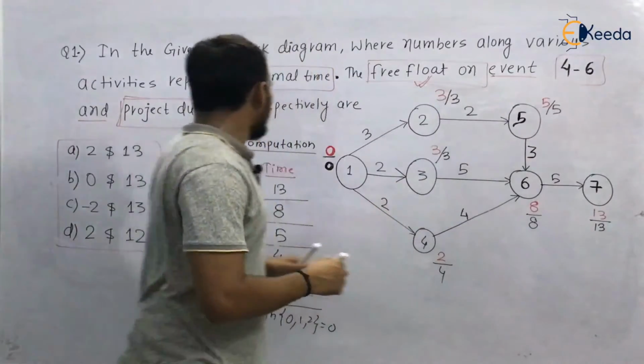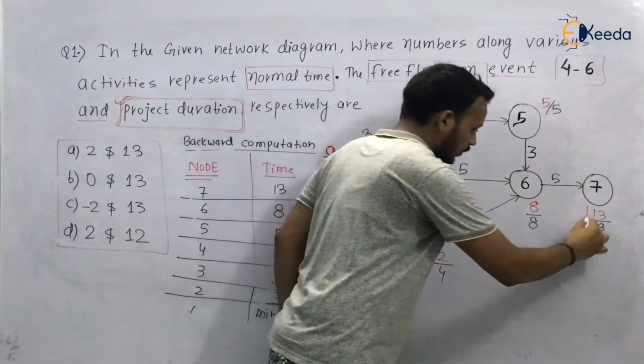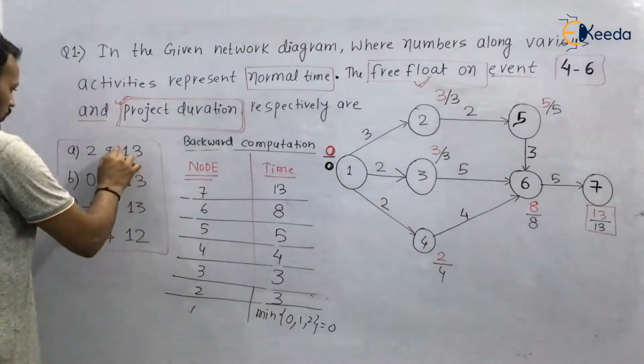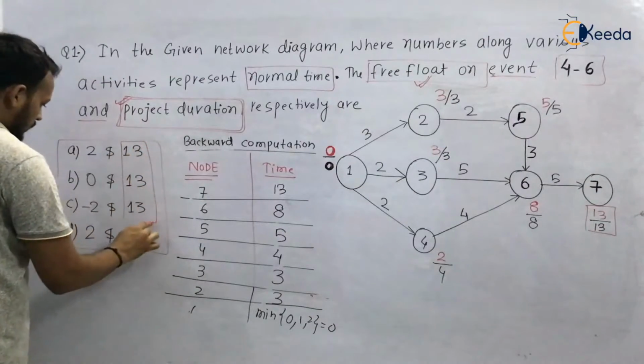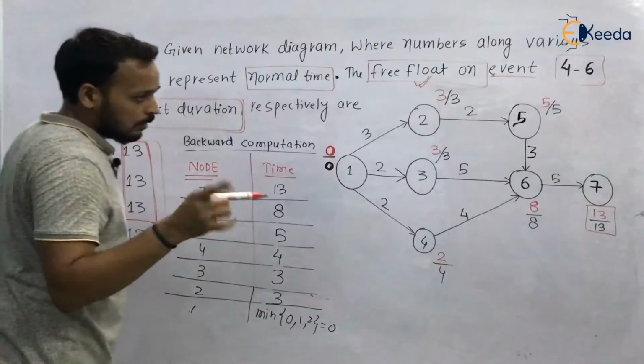In one of the questions, it is asking what is the project completion time. Project completion time is 13. So look at the options. All these are 13. So we have found the project completion time.